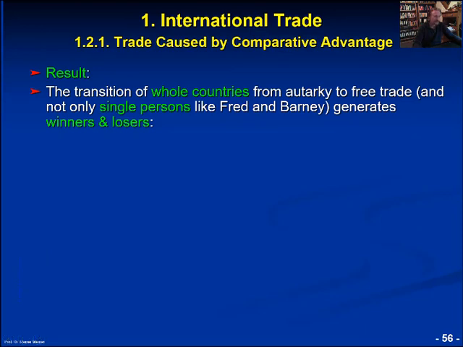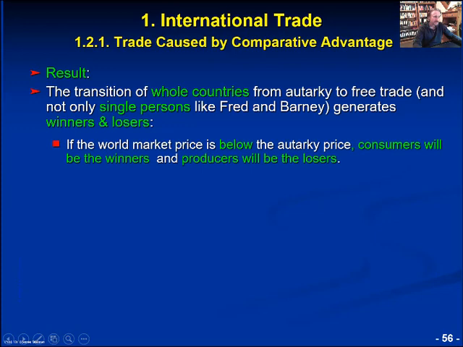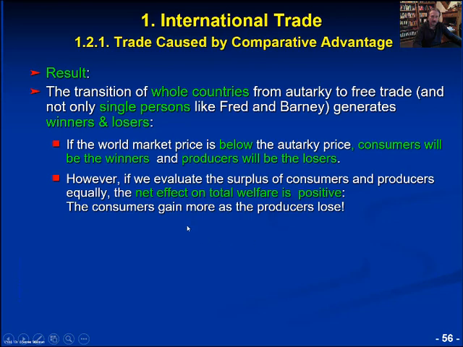To sum up, the transition of whole countries from autarky to free trade, and not only single persons like Fred and Barney, generates winners and losers. If the world market price is below the autarky price, consumers will be the winners and producers will be the losers. However, if we evaluate the surplus of consumers and producers equally, the net effect on total welfare is positive. Consumers gain more as producers lose.